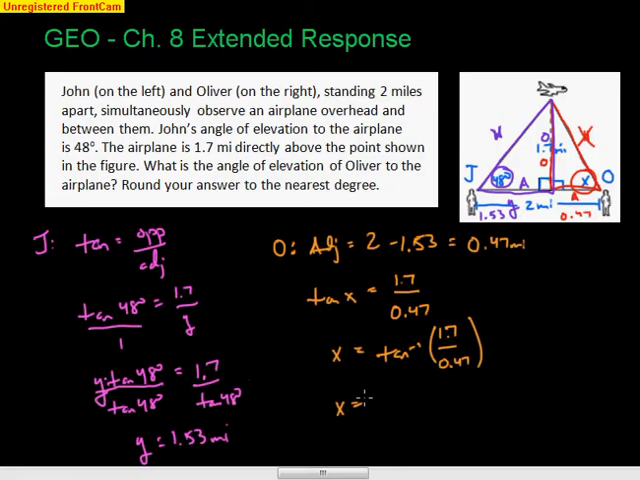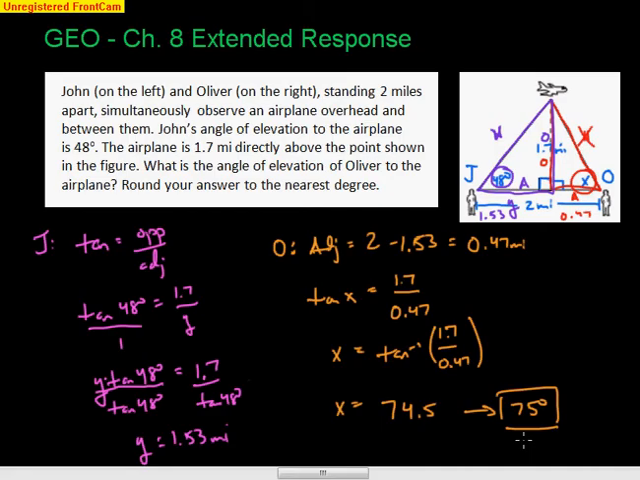When you type this in, inverse tangent of 1.7 divided by 0.47, we get an angle measure that comes out to be 74.5, and if we round to the nearest degree, that's going to be 75 degrees. And there is Oliver's angle of elevation to the airplane.